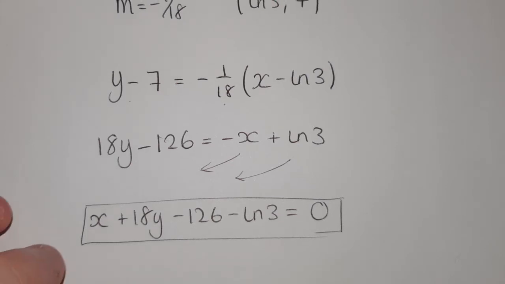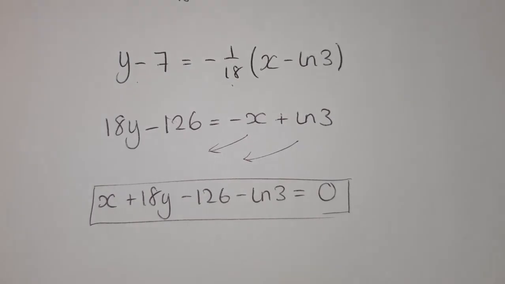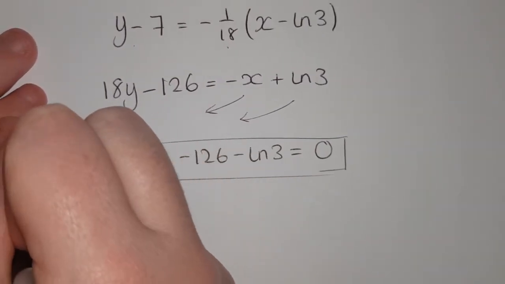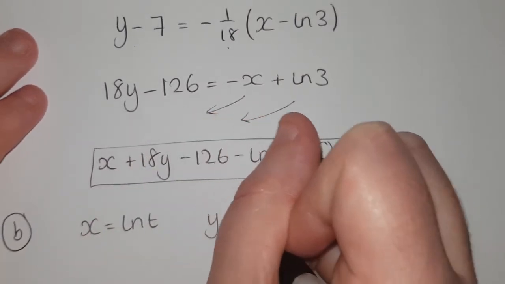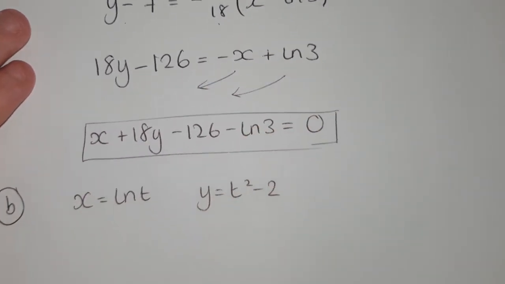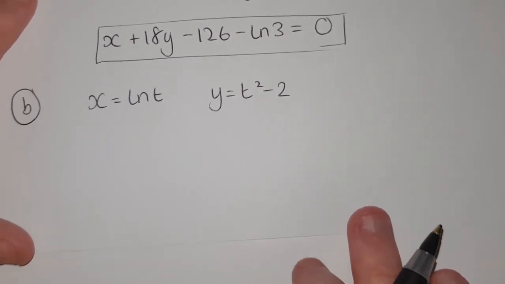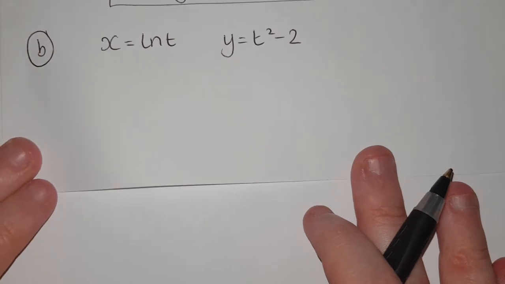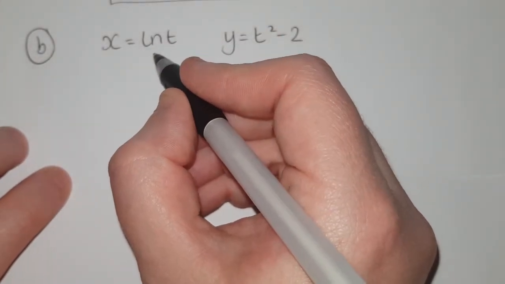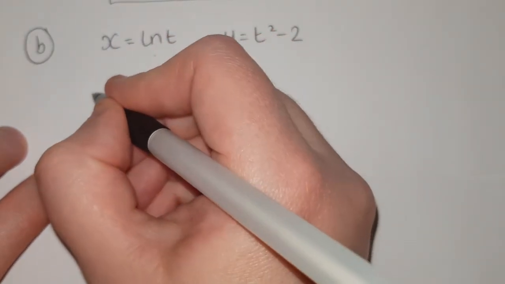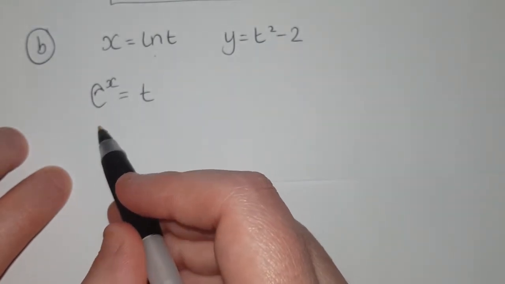Alright, so if you've forgotten parametric equations, I'd go back through the chapter on parametrics. And then part B of this question, remember we wanted the Cartesian equation. So I've got x was ln t and y was t squared minus 2. Remember, a Cartesian equation is an equation that's only got x's and y's in. So we basically want to eliminate t. If I rearrange this equation to say t equals, all I'm going to do is take e of both sides. So I get t is equal to e to the power of x.